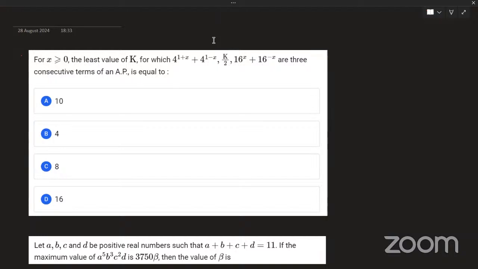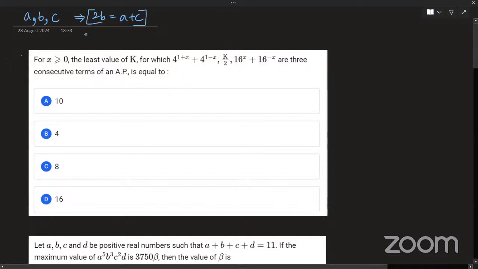So everyone else, see what is happening. It is asking me the least value of k for which 4 raised to 1 plus x plus 4 raised to 1 minus x, k by 2, 16 raised to x plus 16 raised to minus x are three consecutive terms of an AP. So tell me, if a, b and c are three consecutive terms of an AP, what is my next step? Can I say my 2b is equal to a plus c?